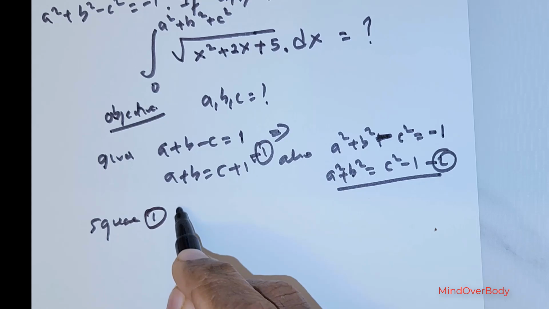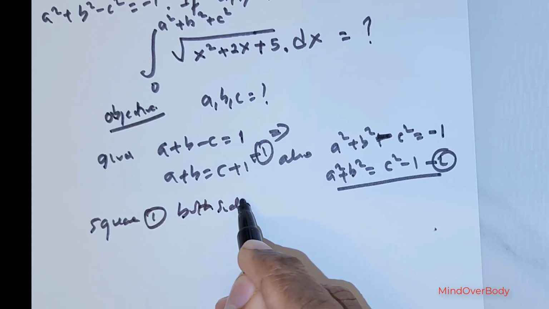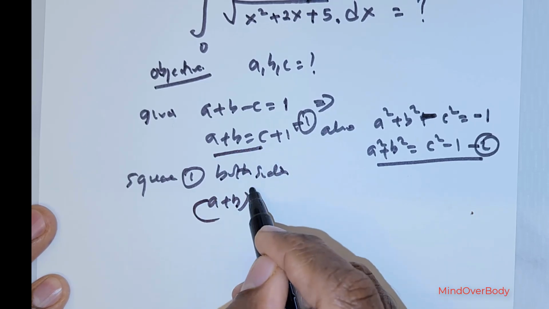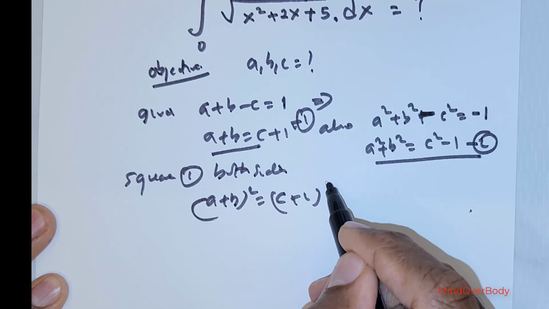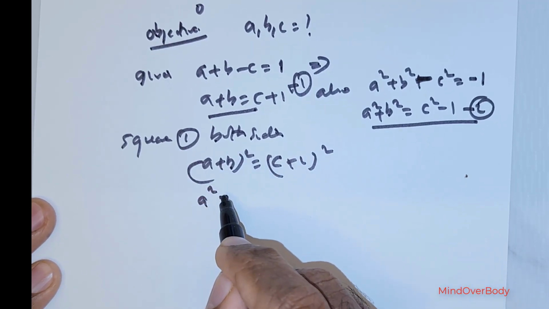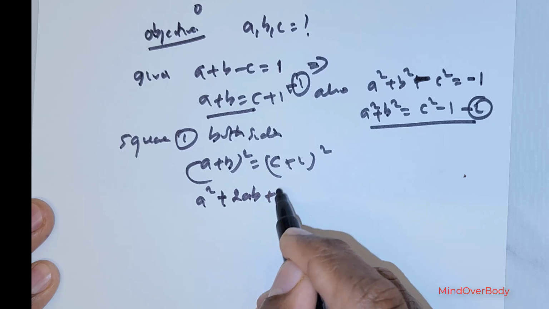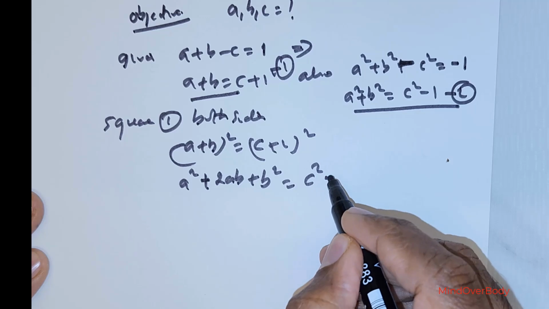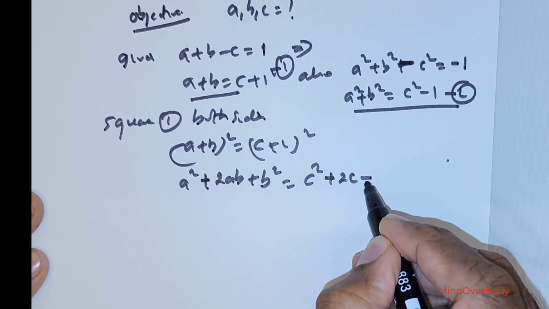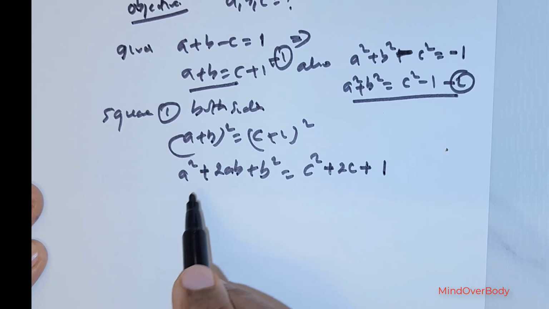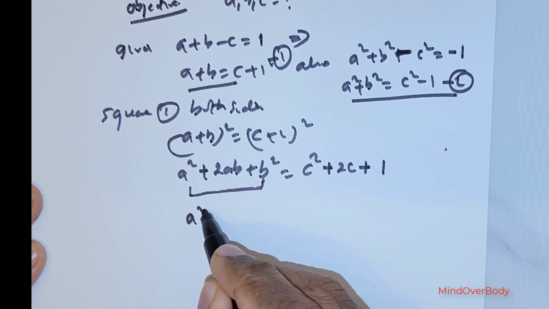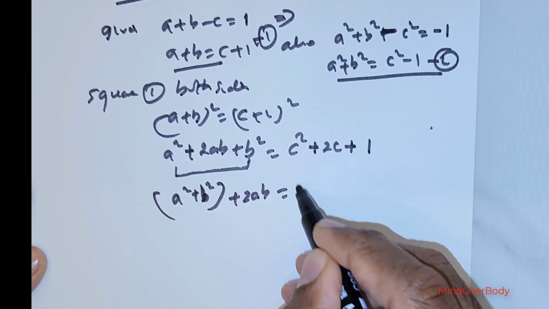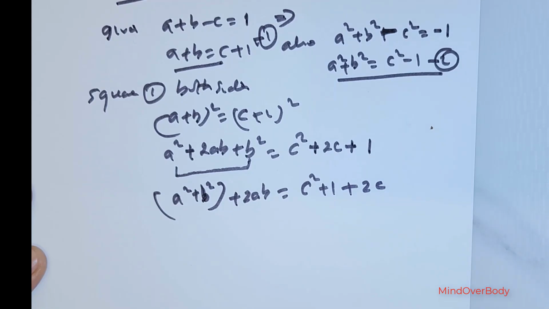What we can now do is square 1 on both sides. If I were to square 1 on both sides, I would have (a + b)² = (c + 1)². If I expand this, I get a² + 2ab + b² = c² + 2c + 1. Now I can club this together: a² + b², and then you have 2ab, this is equal to c² + 1 + 2c.